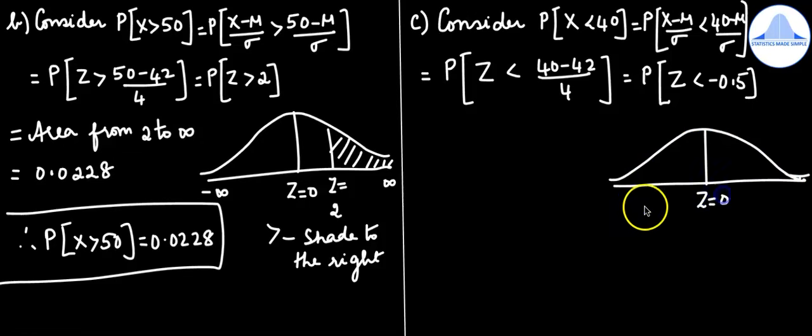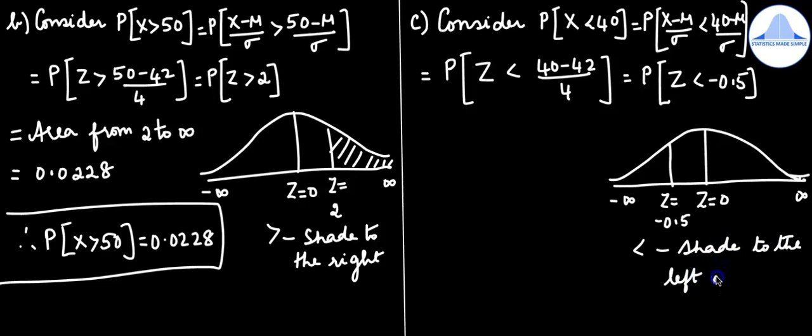So again, draw the standard normal curve. So z is equal to 0, mark minus infinity and infinity. Now we have got a negative value. So minus 0.5, you should mark it on the left tail of the curve. So z is equal to minus 0.5. Then look at the symbol here, it is less than. So whenever it is less than, shade to the left of the value.